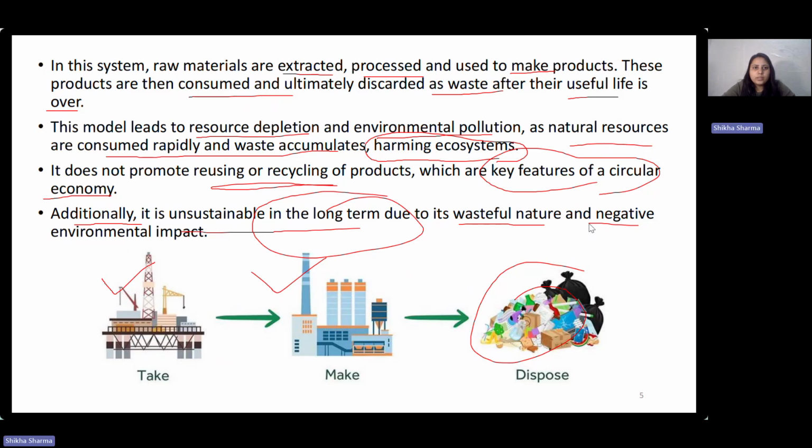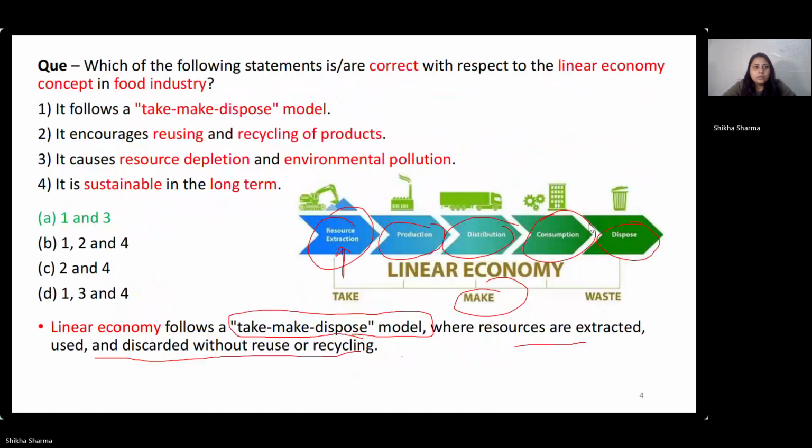So it is not recommended basically. So here in this question, statement 1 and 3 are correct, rest are false. So it follows a take, make, and dispose model, which we discussed. Yes, it's true. So it encourages reusing and recycling of the product, which is false.